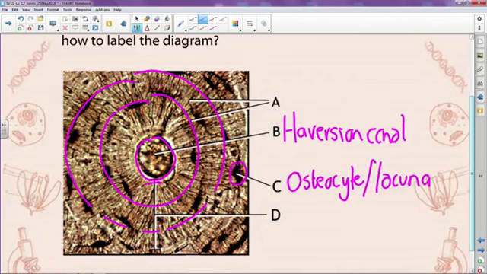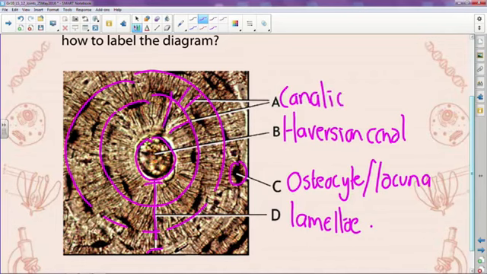Number D is showing us these different rings. Those different rings are called lamellae. And the last one, number A, is all these little black lines. If you can remember, bone tissue is hard, but we need to get nutrients and everything through to the bone, so we have canaliculi.